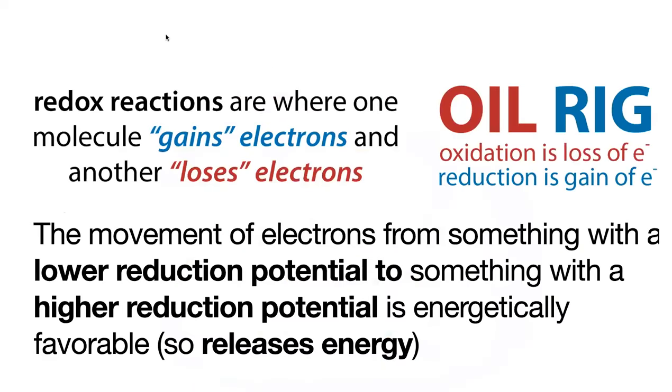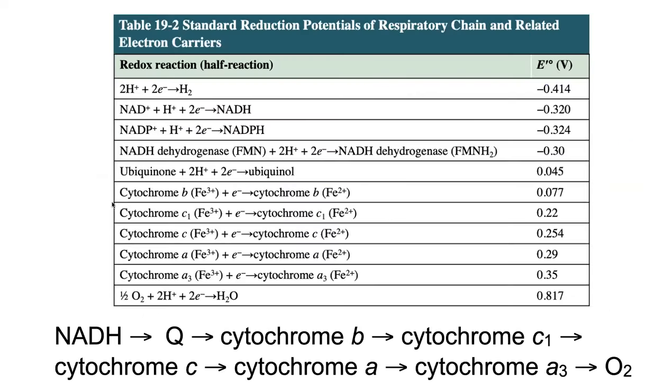So oxidation and reduction, good old OIL RIG. Oxidation is loss of electrons and reduction is gain of electrons. If we pass electrons from something with a lower reduction potential, so something that doesn't want the electrons as much, to something with a higher reduction potential, something that wants the electrons more, that's going to be energetically favorable. So this is going to release energy. So if you hear energetically favorable, think energy is going to be released.